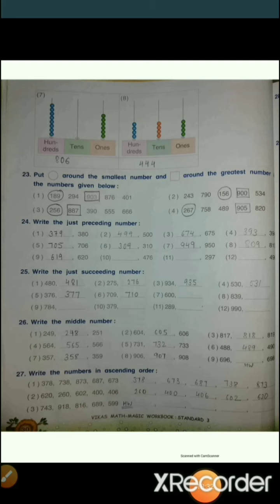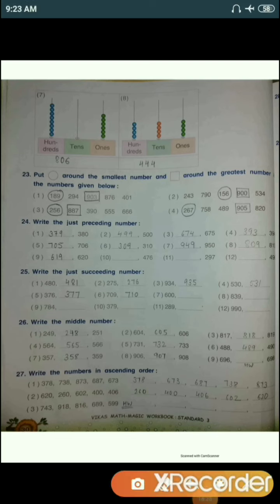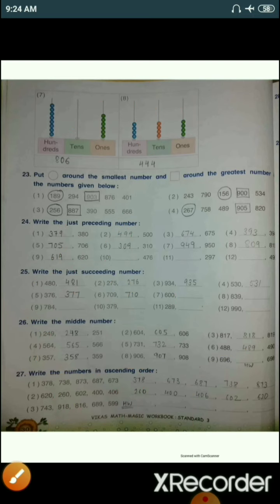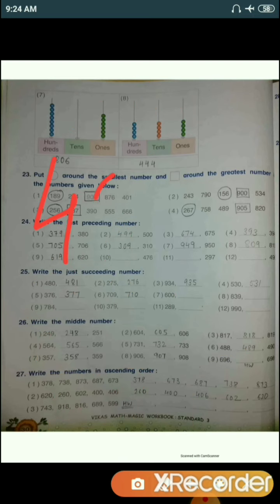So let's start with number 1. 480, dash. We need to find the succeeding number, that means the next number of 480. So we'll just add 1 to this number. 0 plus 1 is 1, and 8 and 4 as it is. So the next number of 480 is 481.